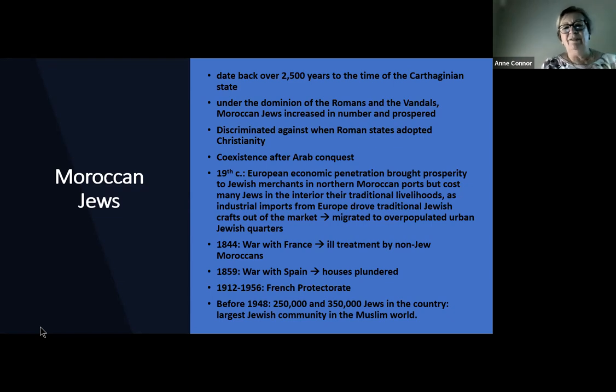Between 1912 and 1956, coming much closer to our history, Morocco was, by the way, not a colony, but a French protectorate, which was slightly different in the sense that they were independent, but held by the French. Before 1948, there were between 250,000 and 350,000 Jews in the country. That was the largest Jewish community in the Muslim world. And we'll see why this is important.